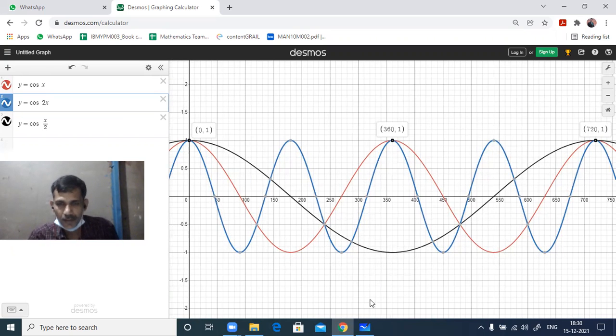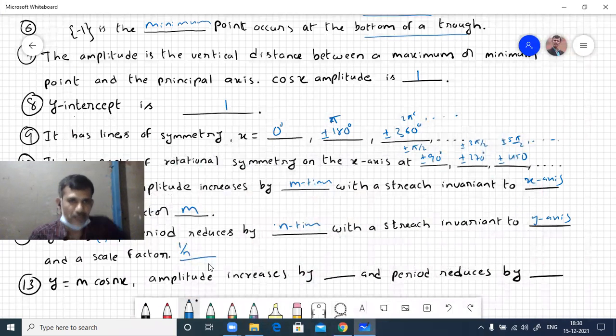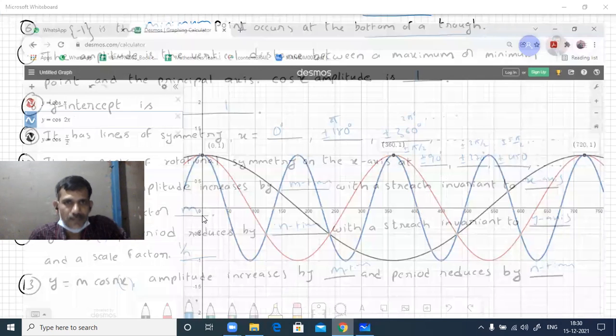Sorry. Next, let's see if both things happen, y equal to m cos nx, where it is multiplied with some constant and the angle is also going to change. Then what happens? If you multiply with a constant, the amplitude is going to increase by m times. And if you multiply the angle with some constant n, then the period is going to reduce by n times. Both transformations will happen. That also we'll see.